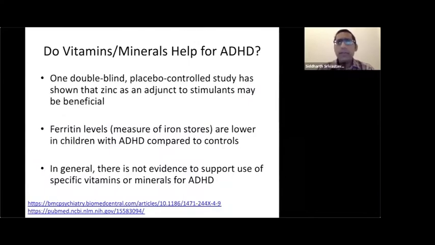What about certain vitamins and minerals? Do they help for ADHD? There is one double-blind placebo-controlled study that has shown that zinc as an adjunct to stimulants may be beneficial, but not zinc alone per se. Ferritin levels, which are measures of iron stores in the body, are lower in children with ADHD compared to controls, but this does not mean that you should start iron if you have a diagnosis of ADHD. In general, there's not really great evidence to support use of specific vitamins or minerals for ADHD.